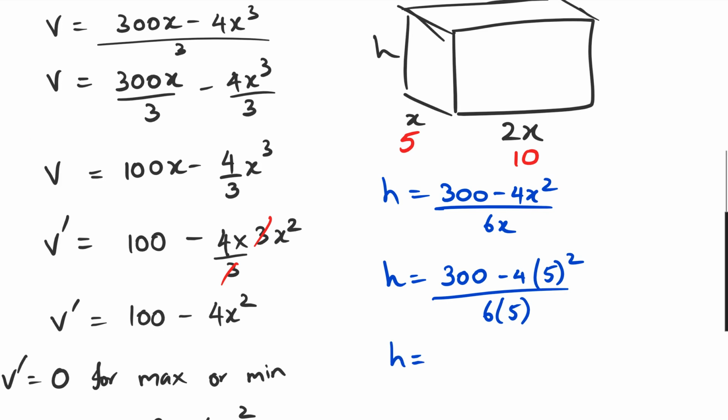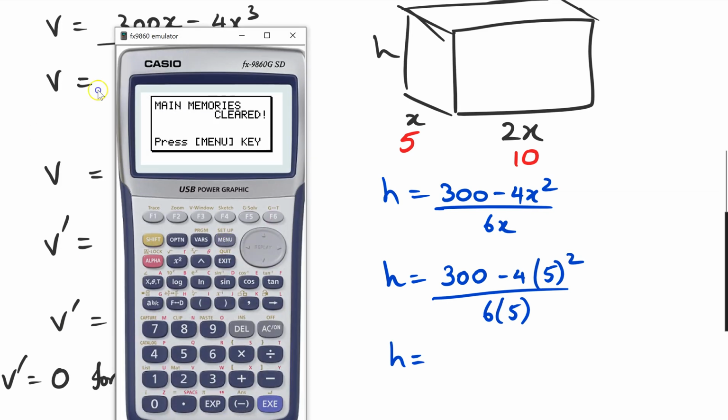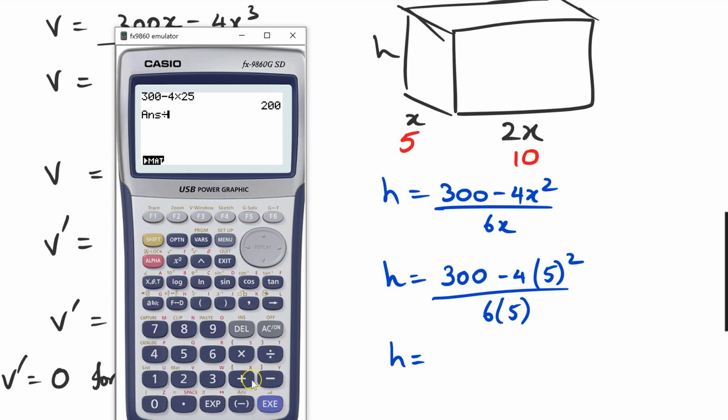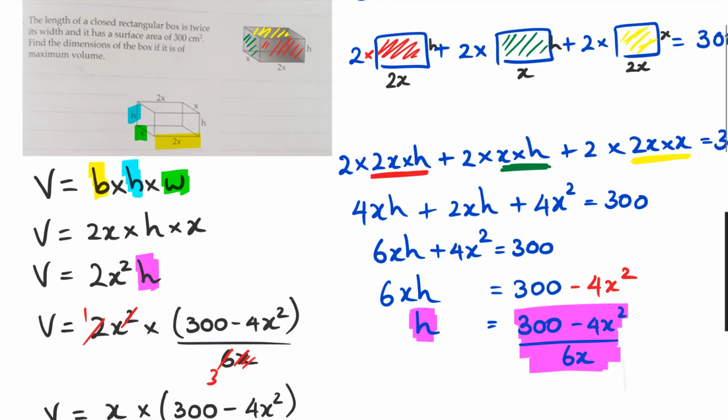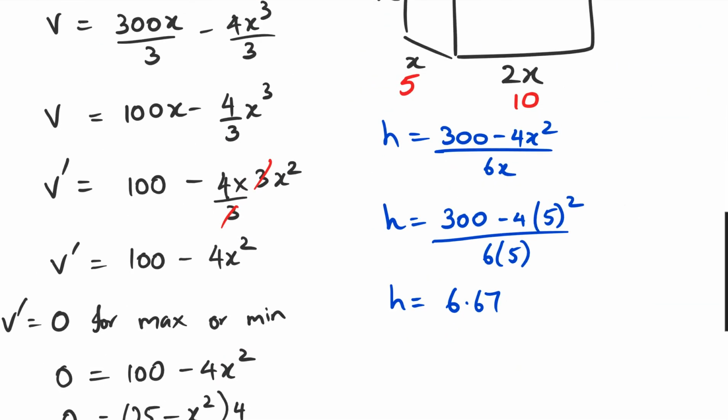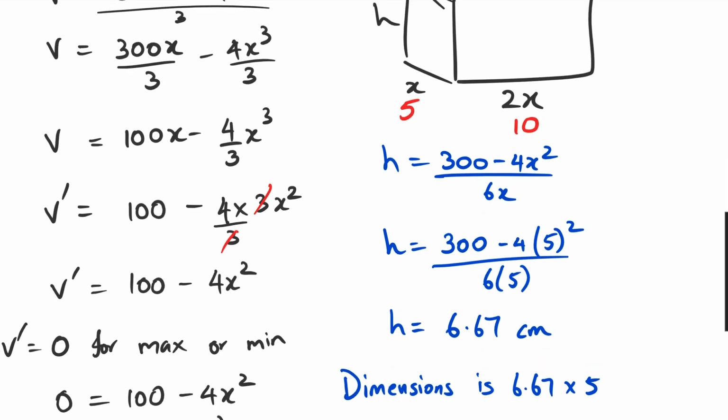So then h is equal to, let's go and work this out. So we've got 300 take away 4 times 25, divided by 30, gives us a height of 6.667. And that's going to be in centimeters. So then we can just say that the dimensions are 6.67 multiplied by 5, which is one of the lengths, multiplied by 10 centimeters.